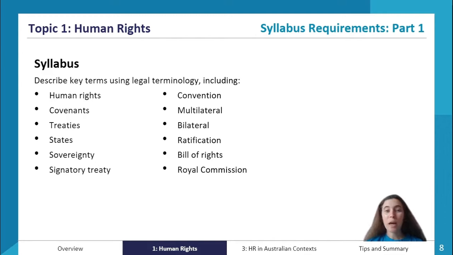So the first aspect of topic 1 is being able to describe your key terms. And those key terms range from human rights to royal commissions and everything in between. So let's get stuck into looking at each of these.